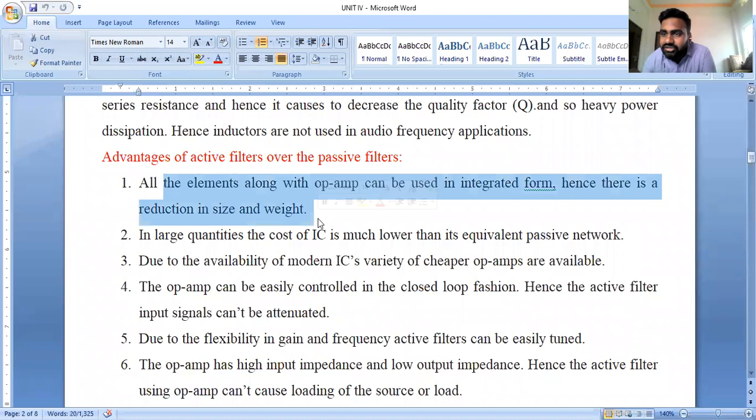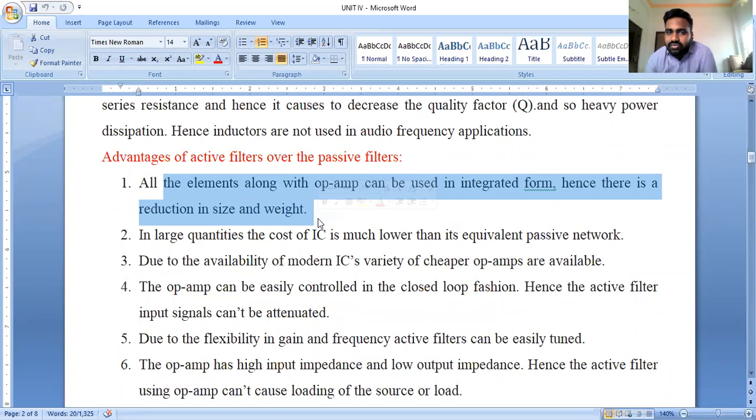While using an operational amplifier, we all know that an operational amplifier is a linear integrated circuit. It is a combination of active elements and passive elements combined together and fabricated on a single silicon wafer. We studied this in our definition of linear integrated circuit, which we discussed yesterday in our revision. So what is meant by linear integrated circuit? It is a set of active elements and passive elements combined together and fabricated on a single silicon wafer, a miniature circuit. Because of this, the application of operational amplifiers makes the filter quite miniature, and that decreases the size and the weight.